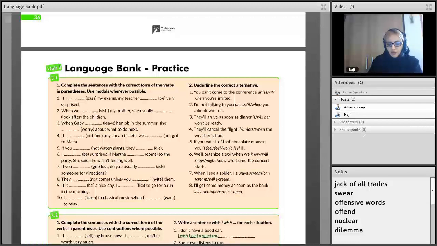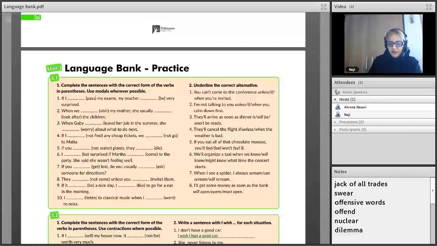Number 2, when you visit my mother, she usually looks after the children. This can be a kind of general and zero condition, so both sides are simple. When you visit my mother, she usually... this usually shows that this is something that generally happens, so zero or general condition is used here.